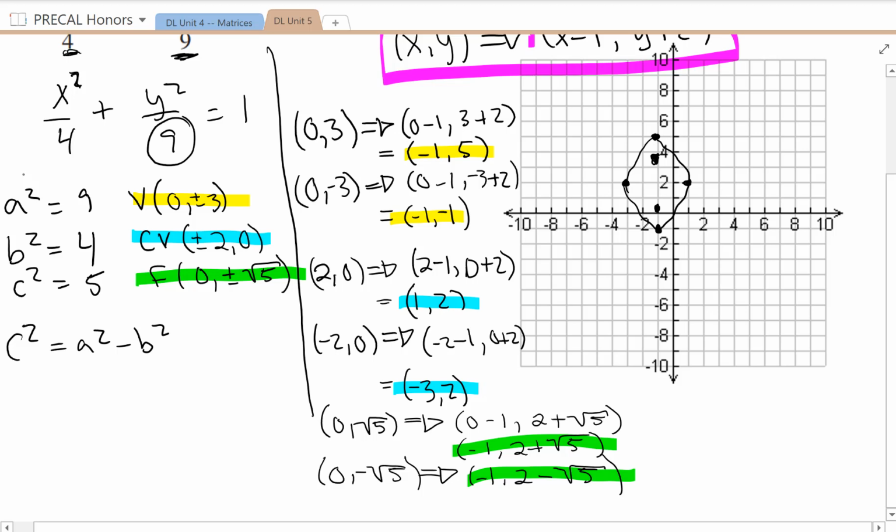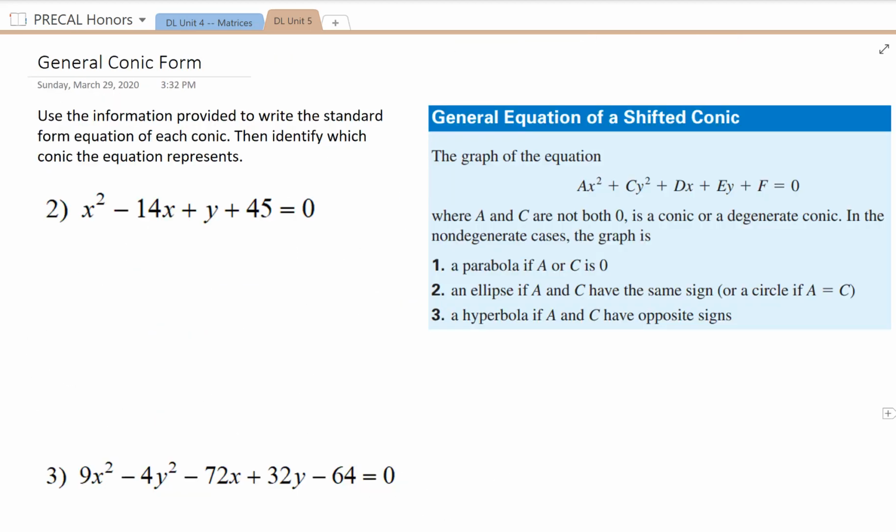Okay, so we did this kind of a long way so that you could see the algebraic way, in case you're not visualizing it or remembering all the pieces of conics. All right, and then there's actually General Conic Form, which is what it's called, the general equation of a shifted conic. What we've been working with so far is standard form, but all conics, and the reason why they're so related, can be written in this General Conic Form right here.